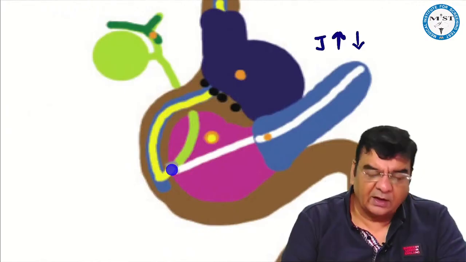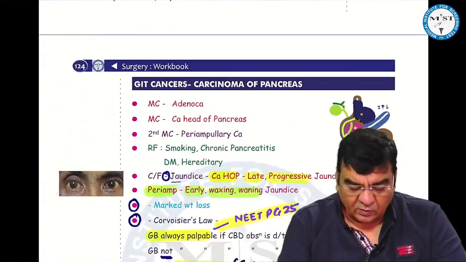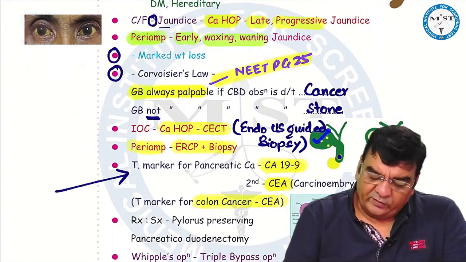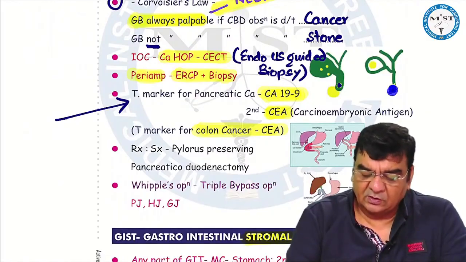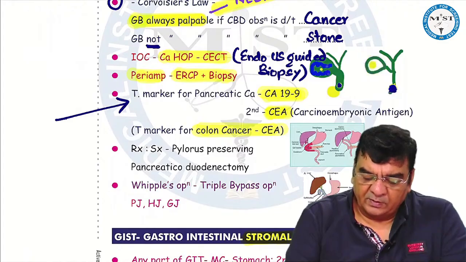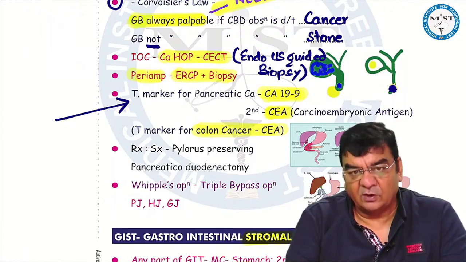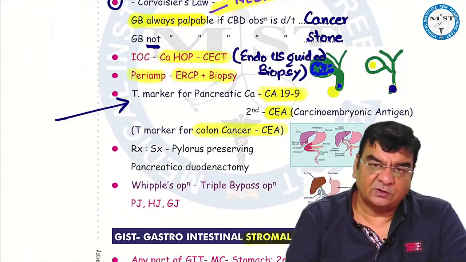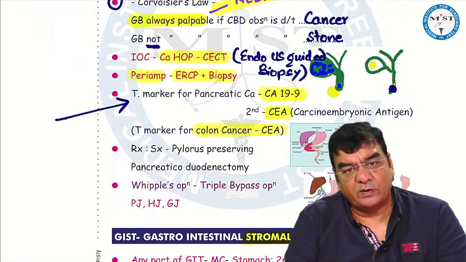There is marked weight loss in pancreatic cancers, and Courvoisier's law says that the gallbladder is always palpable if CBD obstruction is due to cancer. Gallbladder will always be palpable. But the gallbladder may not always be palpable if CBD obstruction is due to stone, because the stone might have slipped from the gallbladder. If the stone was present for a long time in the gallbladder, it might have caused chronic inflammation of the gallbladder, because of which healing fibrosis, and fibrosis would have led to a narrow contracted gallbladder.